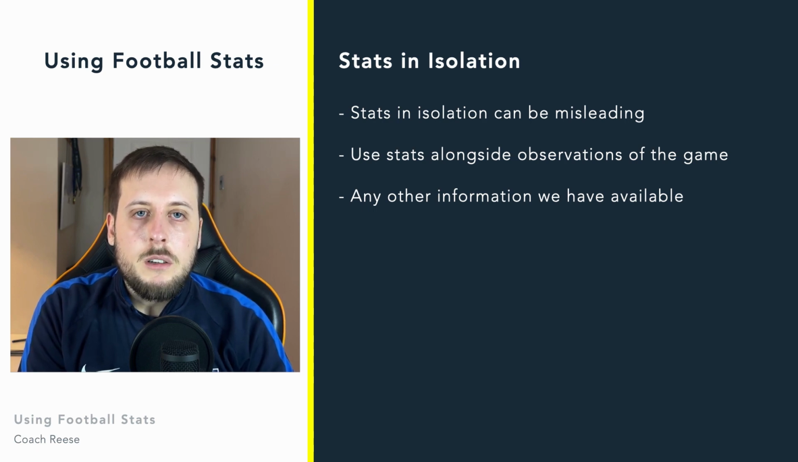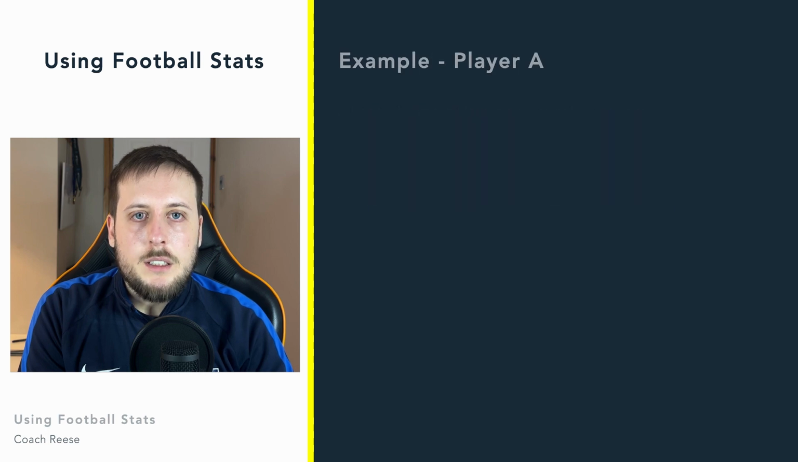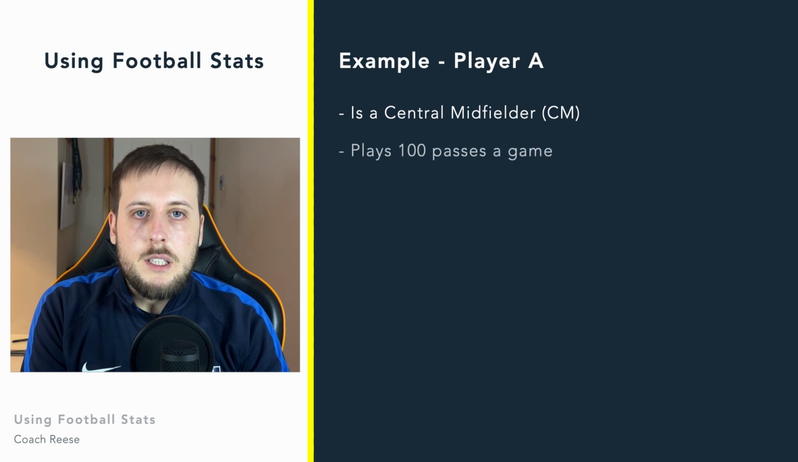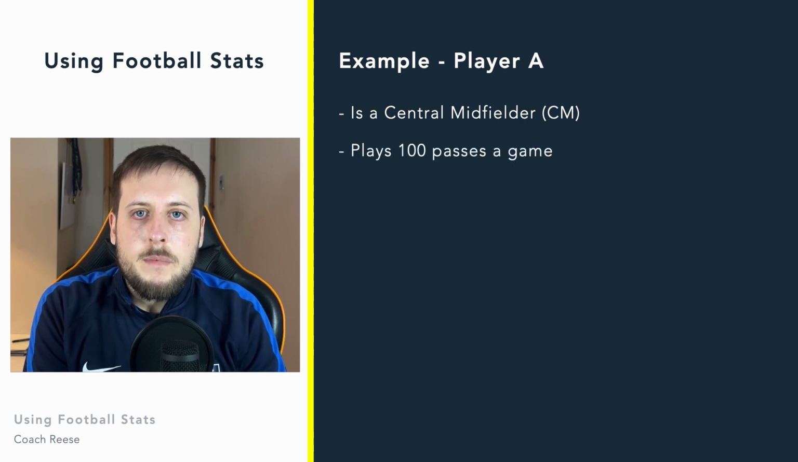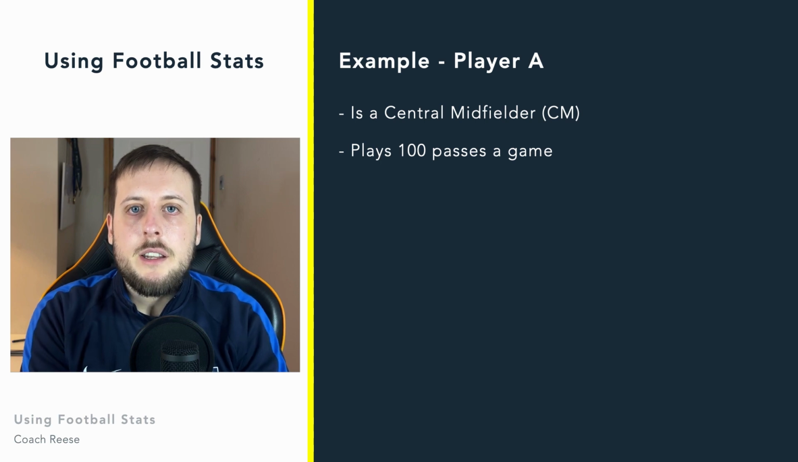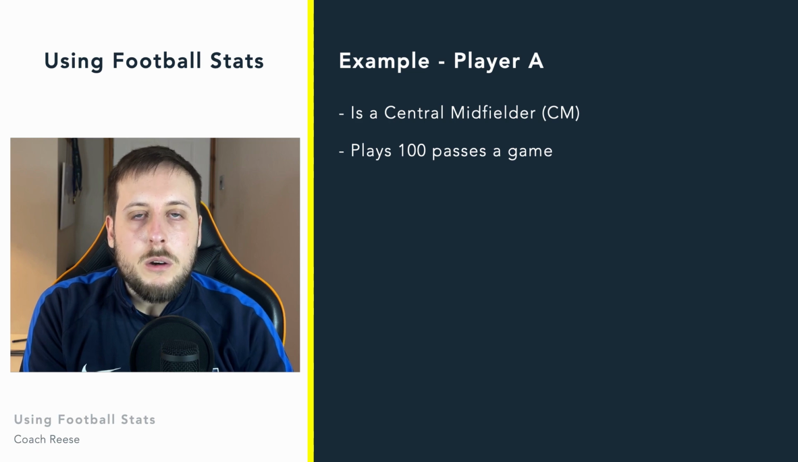So we're going to take a look at an example. Player A is a central midfielder, and player A plays 100 passes a game. And if we look at that stat in isolation, that sounds really great. We've got a central midfielder who's on the ball quite a lot. They might be controlling the game, dictating the game. But we don't actually know. All we've got is a stat that says player A plays a lot of passes.